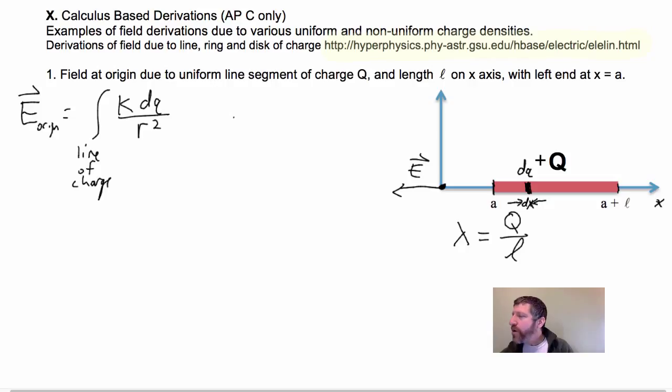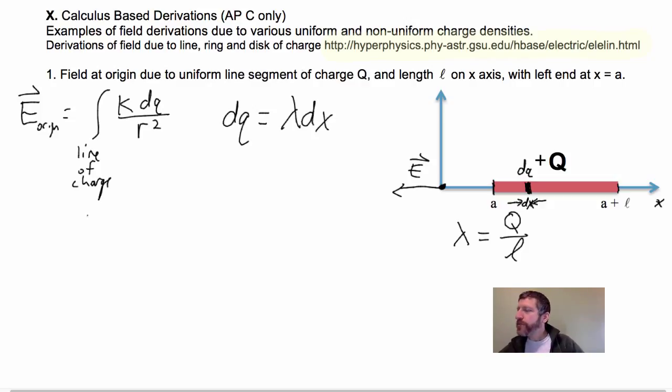Well, I know that dq, how could I express that in terms of lambda and the width of it, dx? I'm almost always trying to express dq in terms of space variables, and this is no exception. dq is going to be lambda, the linear charge density, how many coulombs per meter, times, well, how many meters wide is this? It's just dx wide.